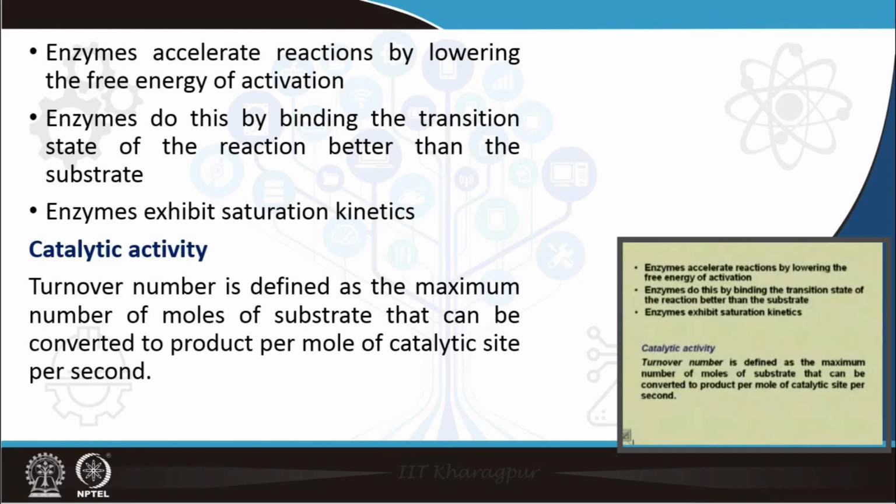As they do that, the enzyme retains its structure and activity so that it can convert another substrate to product. But there is a turnover number that is going to tell us the catalytic efficiency, and that efficiency is measured by how many moles of the substrate we can convert to product per mole of catalytic site per second, because you have to remember it is a rate that we are considering, right? So you are looking at the maximum number of moles of substrate that can be converted to product per mole of catalytic site per second.